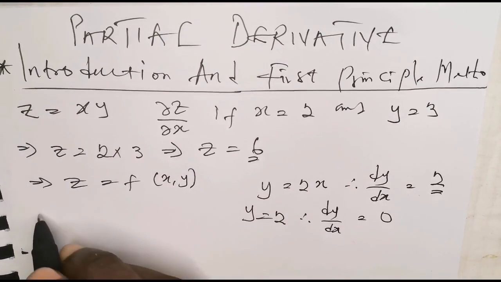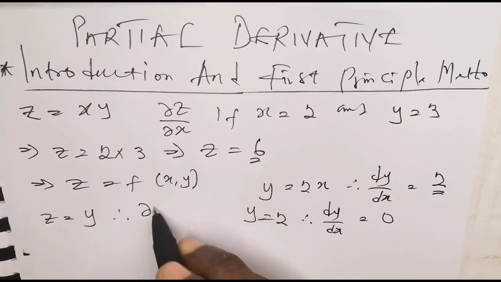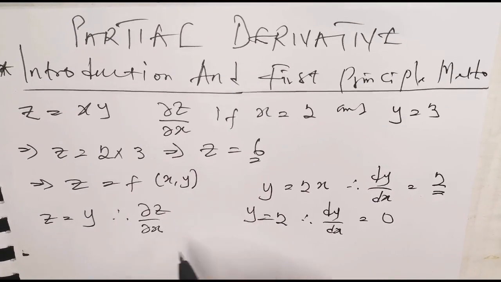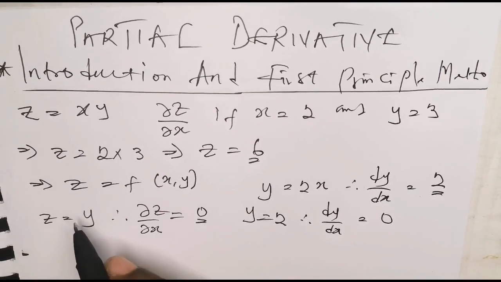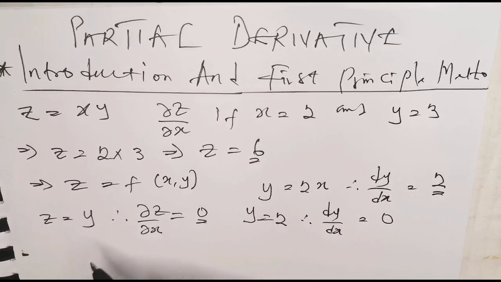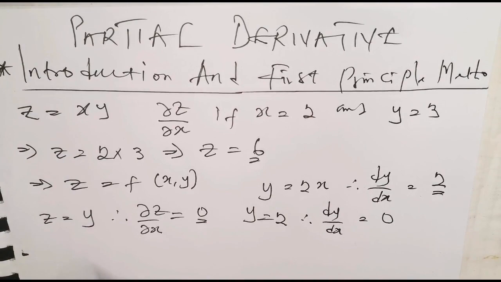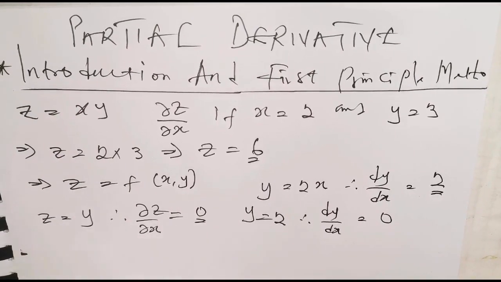Okay, let's see if I have z equal to just y and I am asked to partially differentiate z with respect to x. This is going to be what? 0, because there's no x attached to y. z is only with respect to y, which means z is supposed to change with respect to y. So if I'm asked to differentiate z with respect to x, then it simply means that this is going to be 0, because in this case I will be seeing y as a constant.